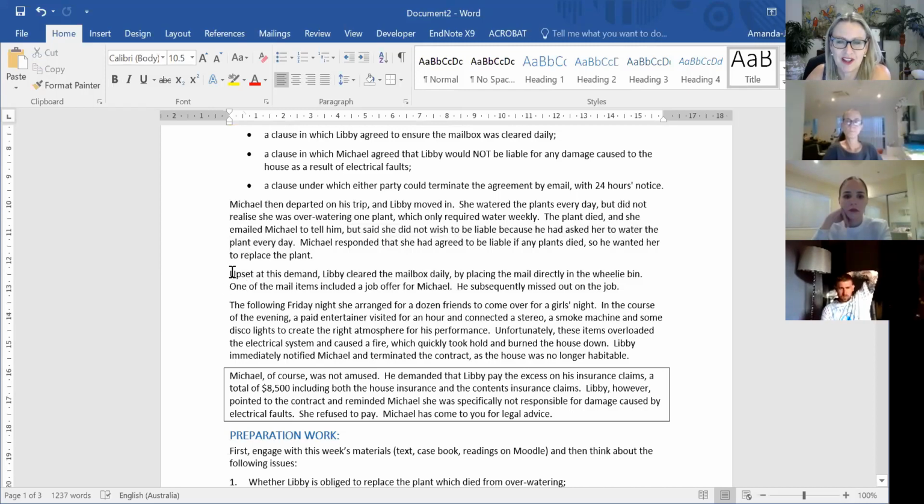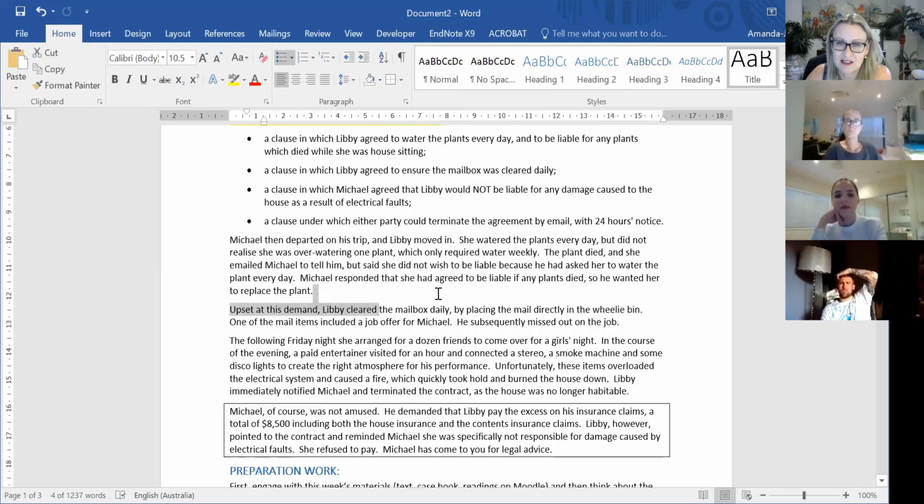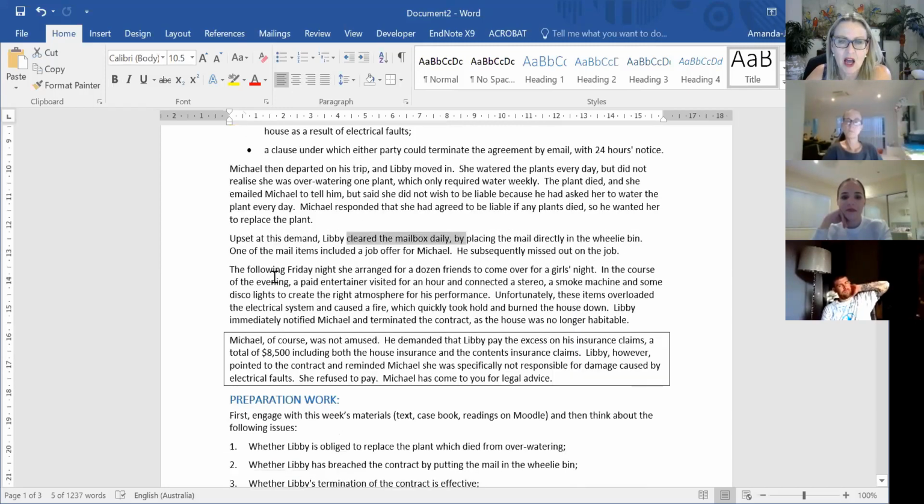She then gets ticked off, and she indeed clears the mailbox daily as required, but she just dumps all the mail in the bin. So he misses out on a job as a result of that. Then she decides to invite a dozen girls over for a girls' night. They get this paid entertainer over. He plugs in a stereo, smoke machine and disco lights, and all of that overloaded the system and caused a fire, burnt the house down. And she immediately rings him and terminates because the house was no longer habitable.